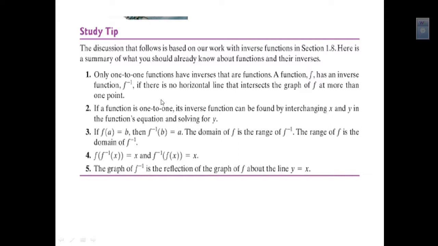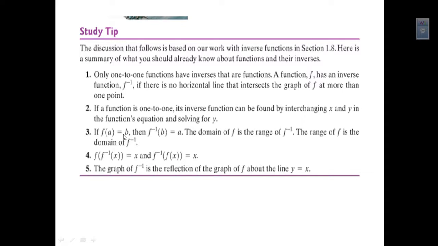We talked about the vertical line test. That's to determine whether or not a relation is a function. Once we know a relation is a function, we can use the horizontal line test, and if it passes that as well, that means its inverse will also be a function. Now, if a function is one-to-one, then its inverse function can be found by interchanging the x and the y in the function's equation and solving for y.